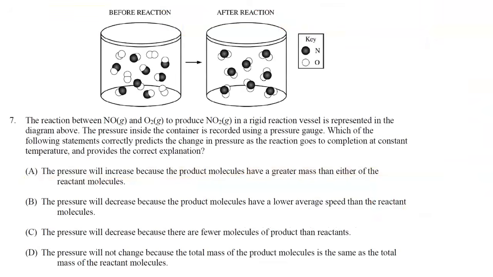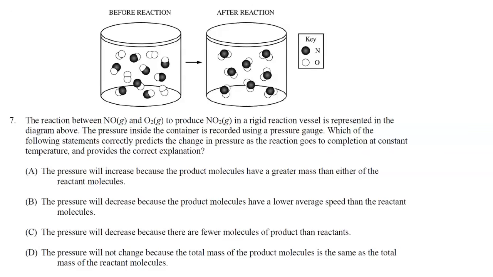Now let's take a look at question 7. Question 7 says the reaction between nitrogen monoxide, which is NO, and oxygen gas, which is O2, to produce nitrogen dioxide, which is NO2, in a rigid reaction vessel, is represented in the diagram above. The pressure inside the container is recorded using a pressure gauge. Which of the following statements correctly predicts the change in pressure as the reaction goes to completion at constant temperature and provides the correct explanation?